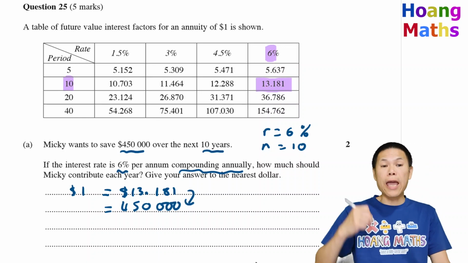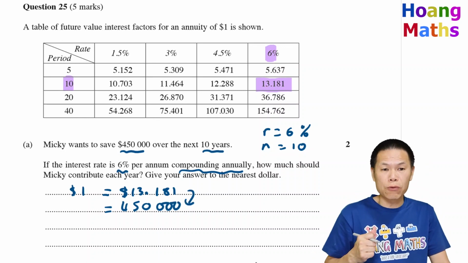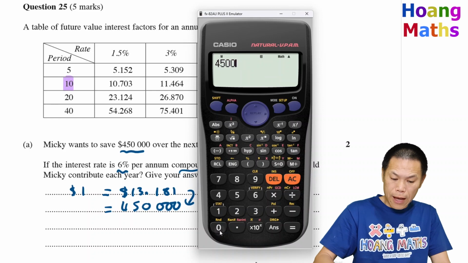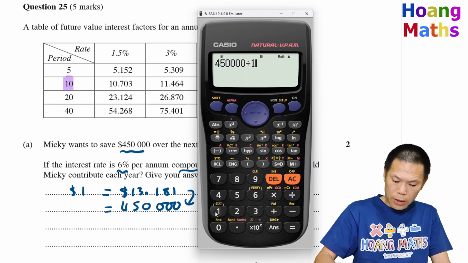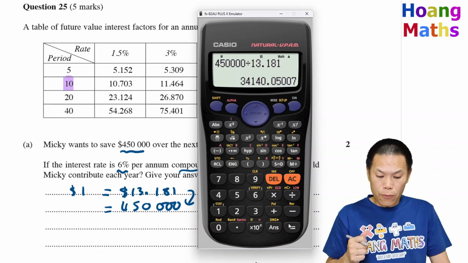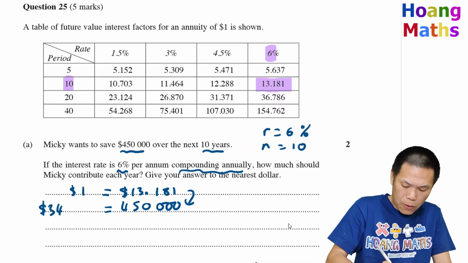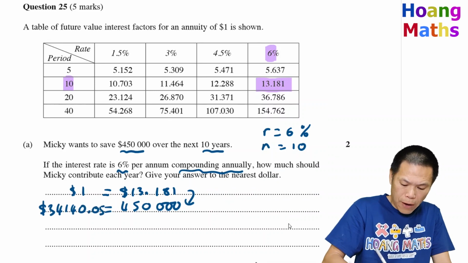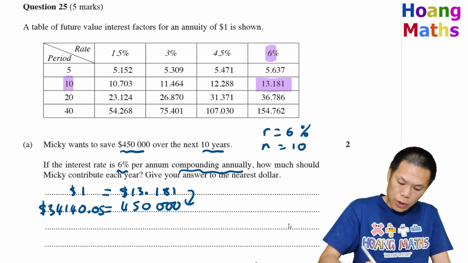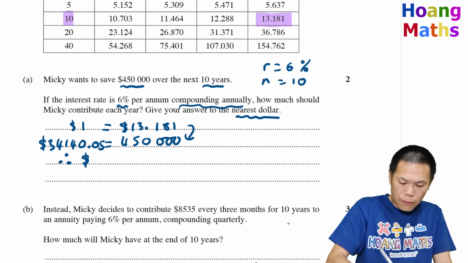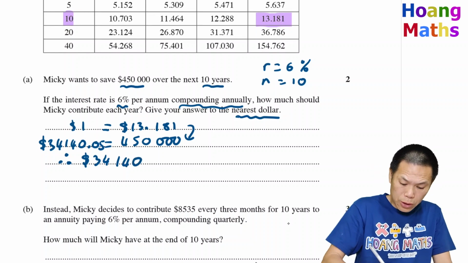And now we have the future value of 450,000. So we need to work out the annuity, the yearly contributions, if you like. So I put it in the calculator: 450,000 divided by 13.181. There you go, 34,140.05, and that is the yearly contributions. But we need to answer to the nearest dollar. So therefore, $34,140. That is the yearly contribution each year.